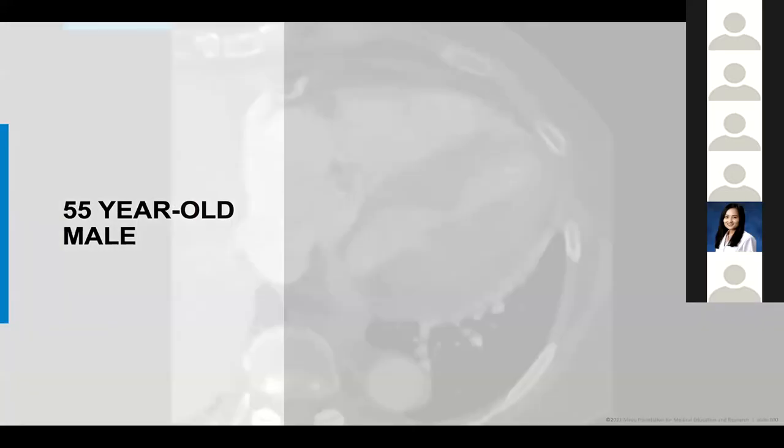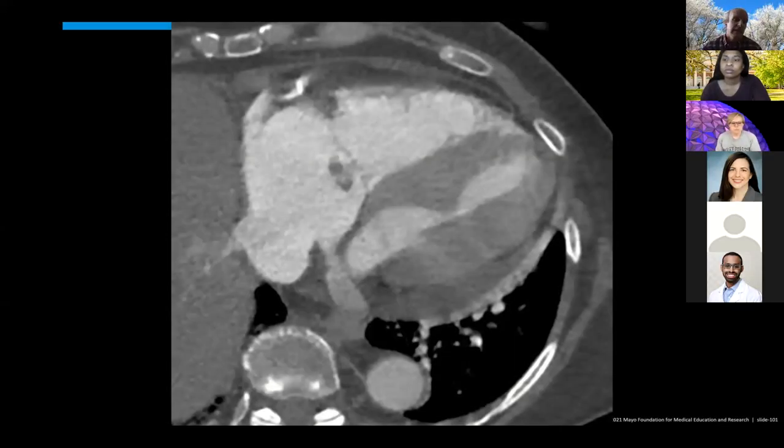So this will be our last case that I'll show you. This is a PE study, and we had a very slow heart rate. So we happened to catch the tricuspid valve very, very nicely. And you can see this big lobular glob on the tricuspid valve.